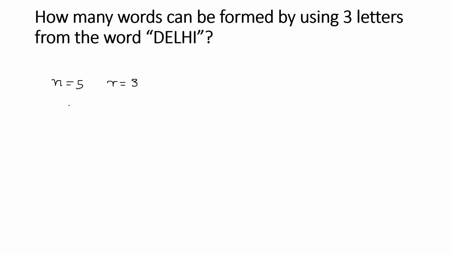So required number of permutations equal to 5P3. So that will be 5 factorial divided by (5 minus 3), that is 2 factorial. So 5 into 4 into 3 into 2 factorial divided by 2 factorial. So total number of words is 60. So we can form 60 words.